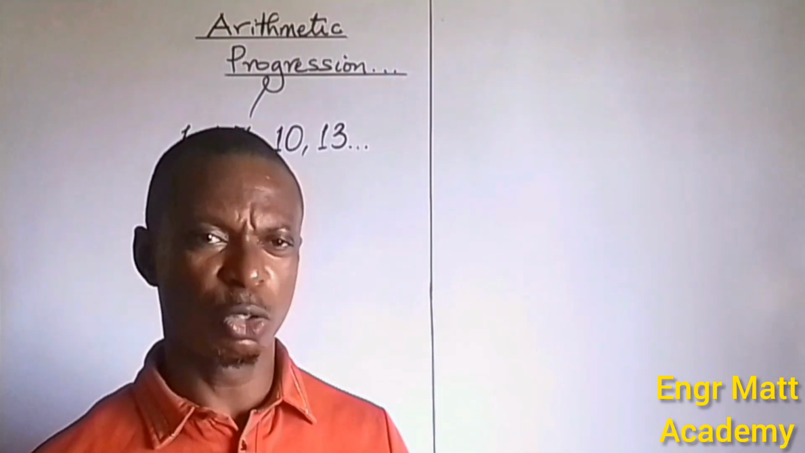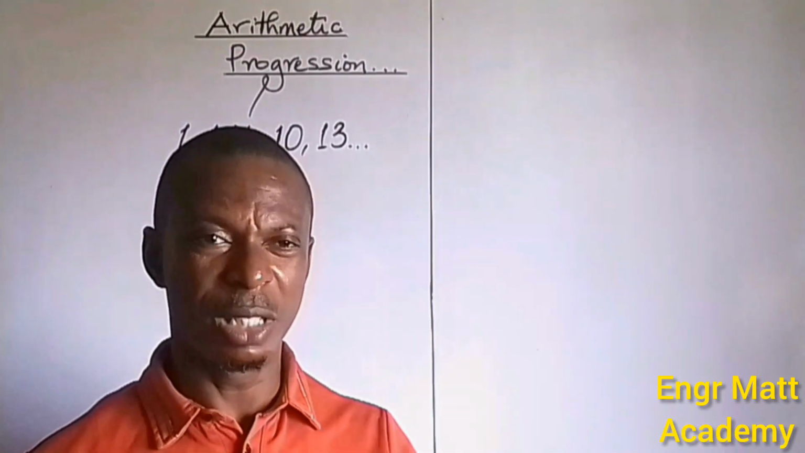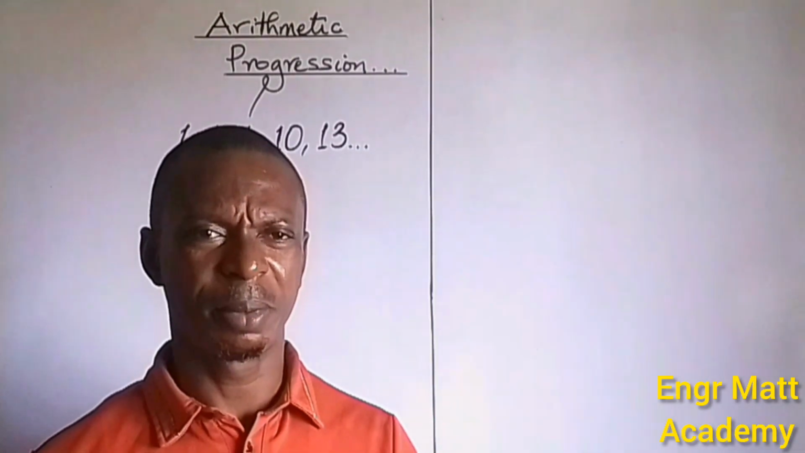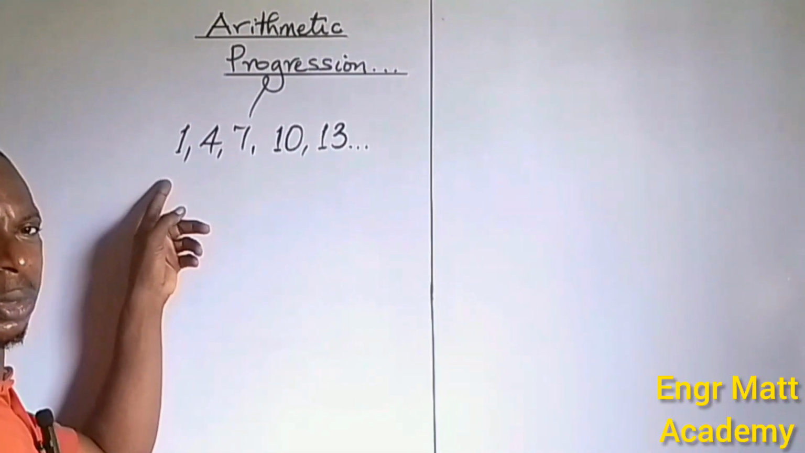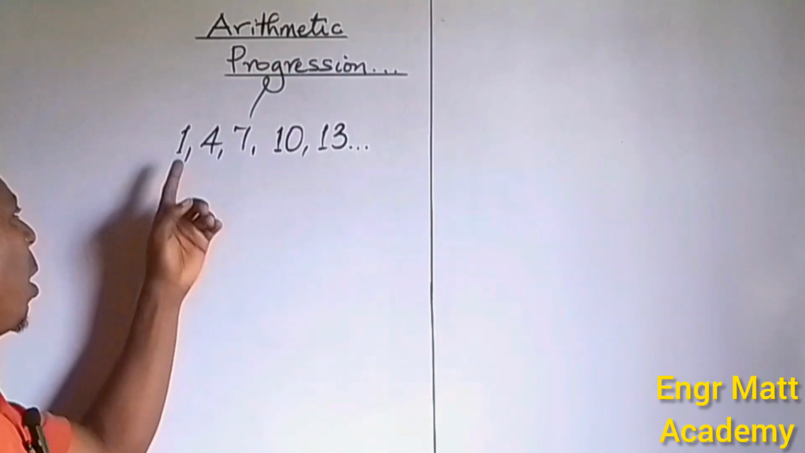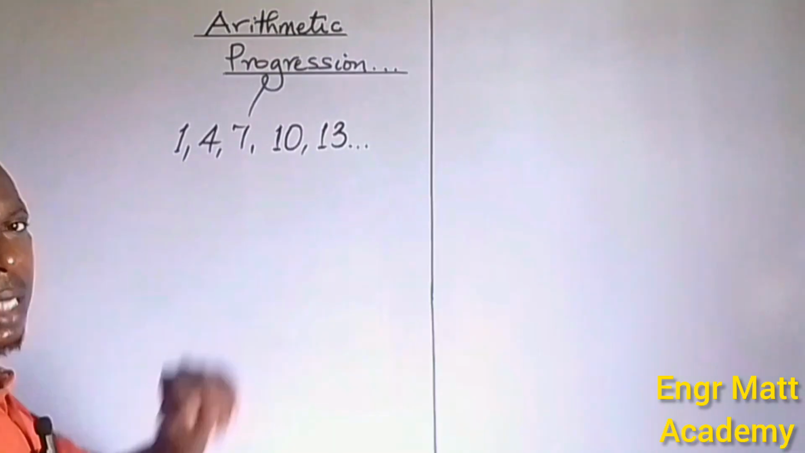Most students lose marks in arithmetic progression, not because it is difficult, but because they miss the foundation. Let me break it down step by step. Let's consider the sequence on the board. This is an AP. How do we know? Because by adding the same number to each term, we get the next term.